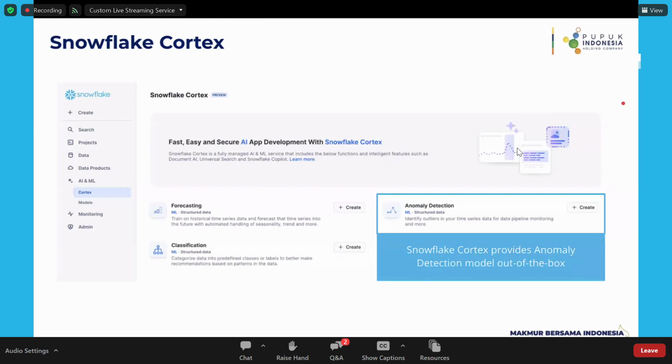As you know, Snowflake has just recently released Snowflake Cortex with an anomaly detection model as a built-in model out of the box. We can already try it right now. But when we first developed this use case, it hadn't been released, so we chose the other path using Dataiku. But I think in the future, we will consider exploring this option with Snowflake Cortex to improve our model.